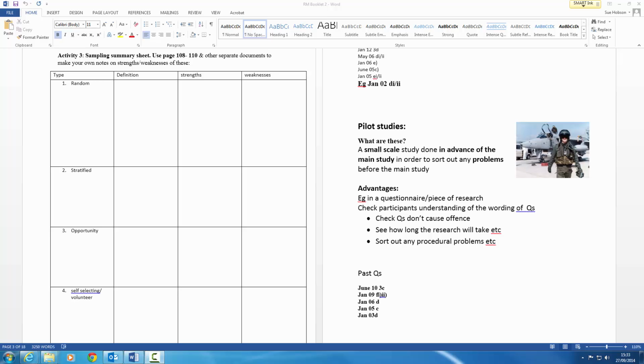Okay, the second one is stratified sampling. Right, you might want to pause this from time to time to get the definition down. This one is a bit more wordy, and I'll explain why now. So stratified is, first of all, you divide your target population into strata, into subgroups, strata or subgroups.